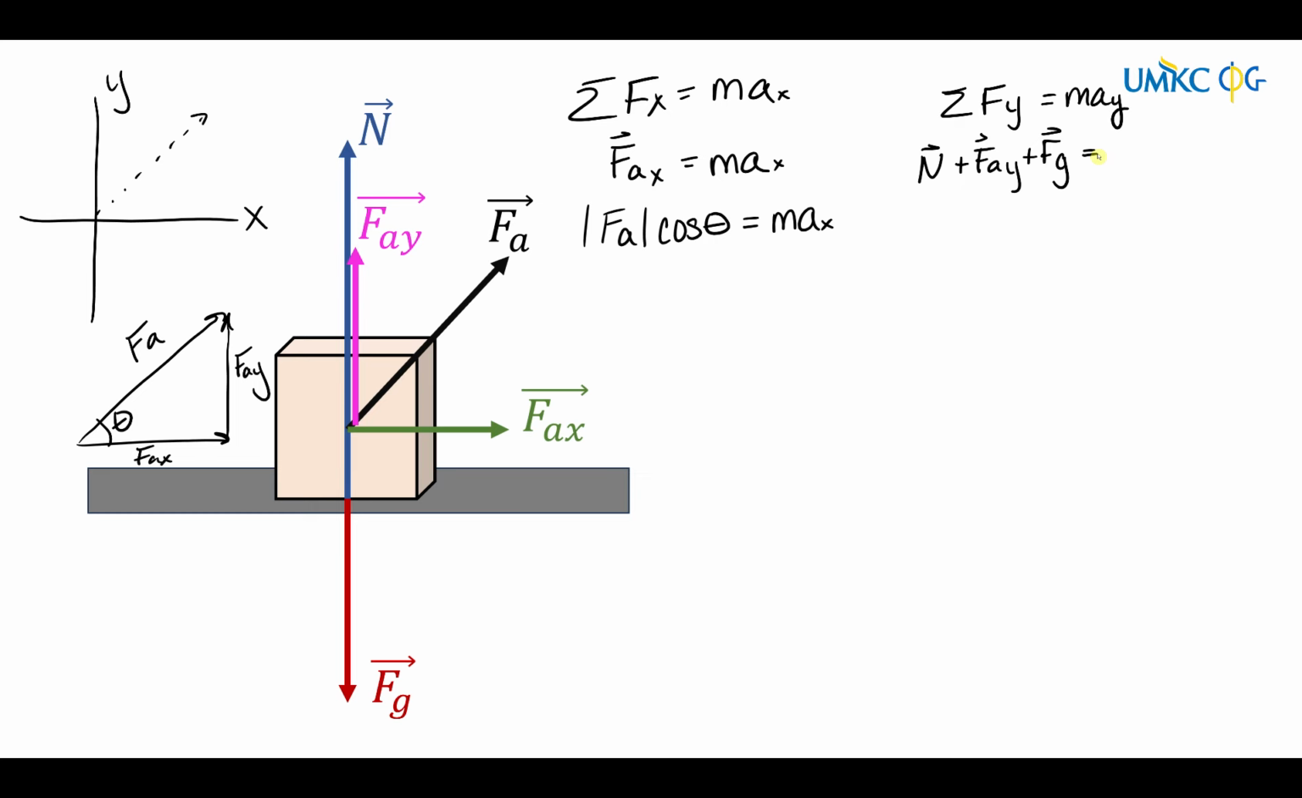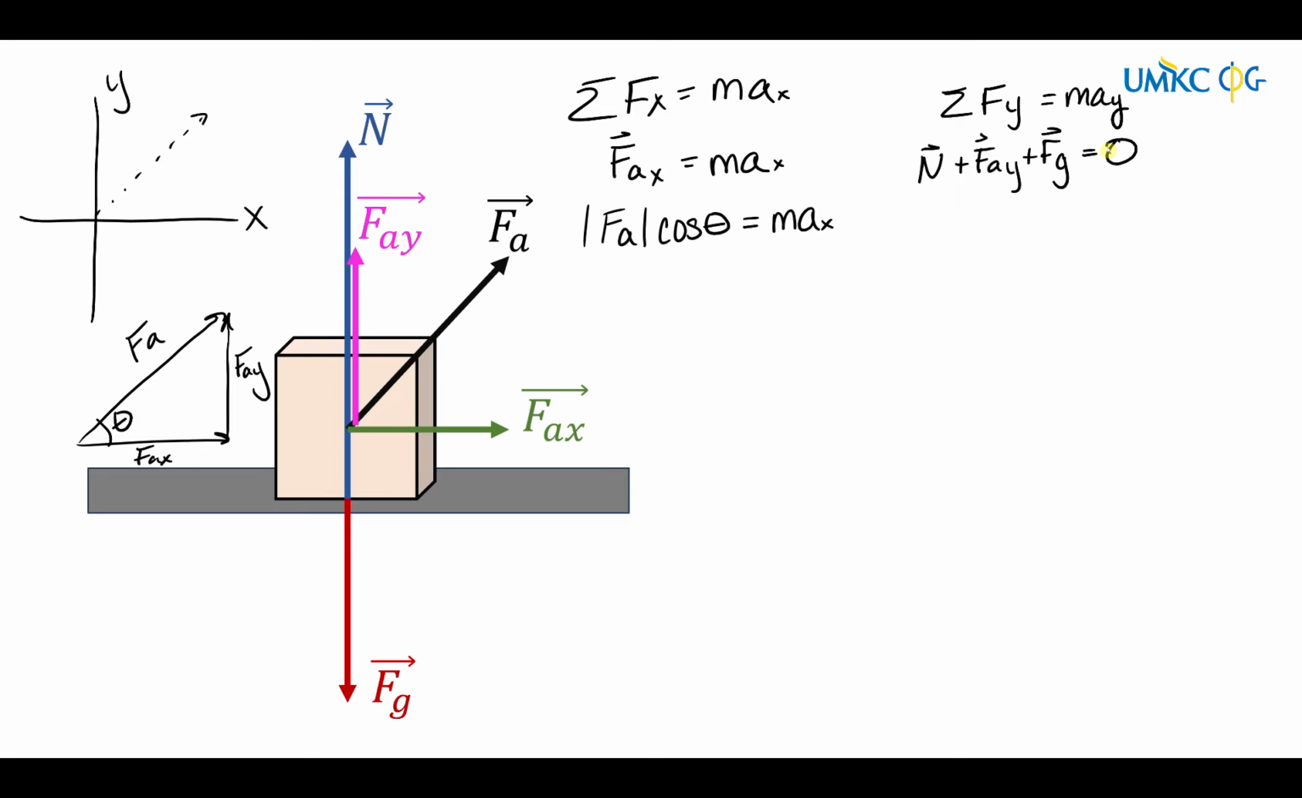accelerating? No, it's not. How do I know that? I know that because there is a normal force. If this object is accelerating in the y direction, it is going to lift up off of the table. If it's lifted up off of the table, I can't have a normal force. So in this specific snapshot, there is no acceleration in the y direction.